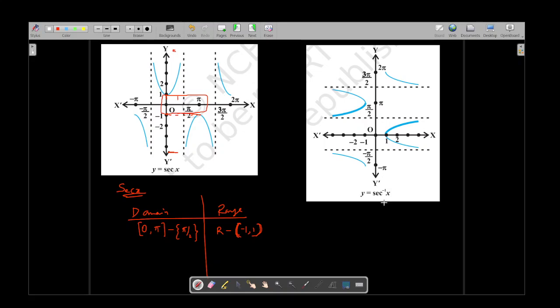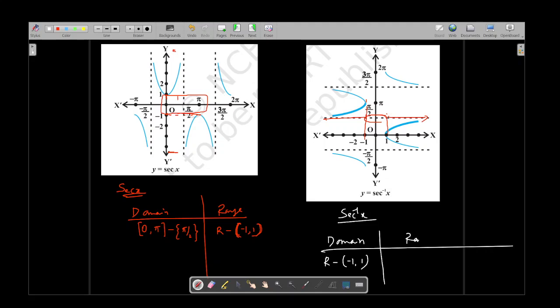Next, let us find the domain and range for secant inverse of x. The domain, you can clearly see, takes all the values from minus infinity up to minus 1, and then starts from 1 and goes to plus infinity. It does not take values between minus 1 and 1. So the domain is the real numbers except between minus 1 and 1. Minus 1 is included, but after that it does not take values.